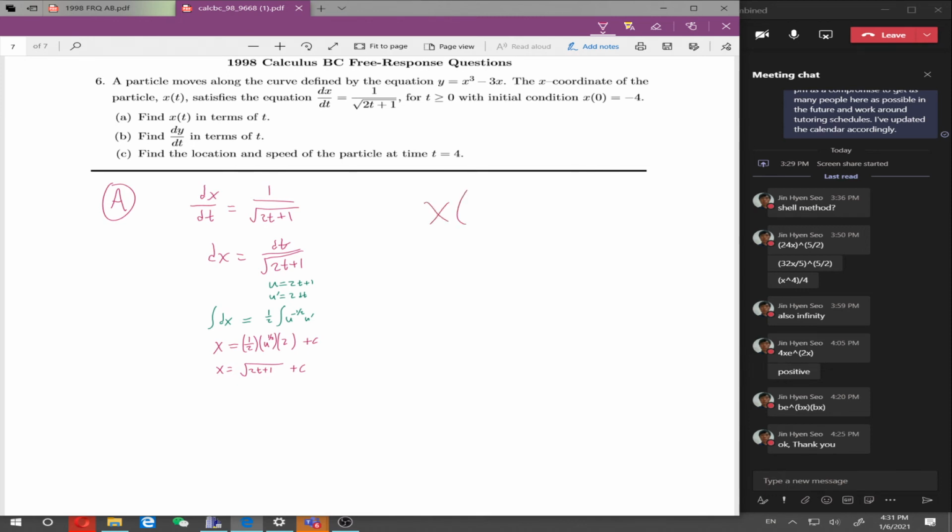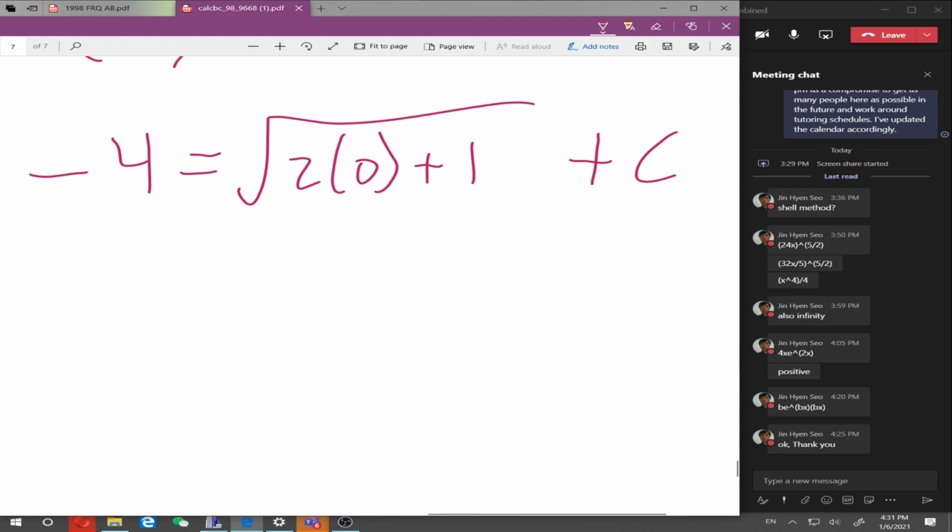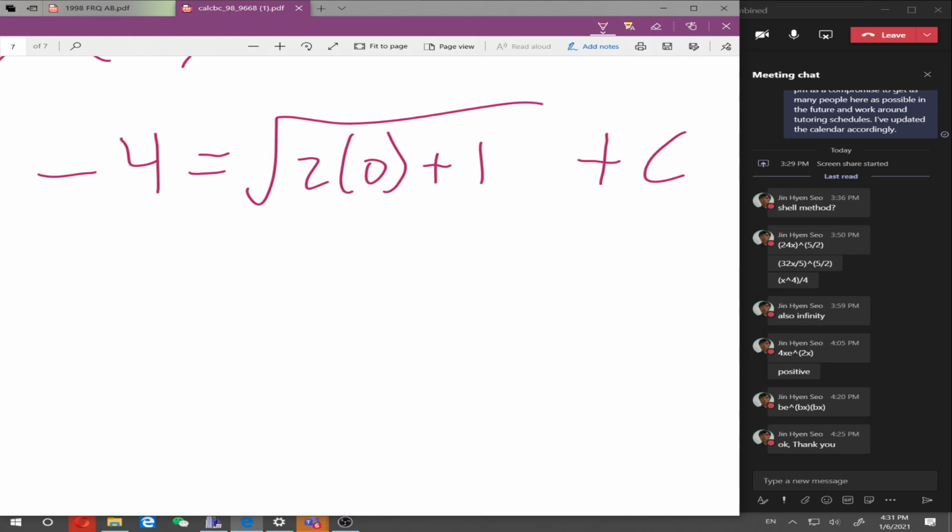So x at 0 equals negative 4 is what we were given. So therefore, if x is negative 4 when t is 0, then we can solve for c. Kyle, back to you since you're next. What's going to happen when we solve for c?